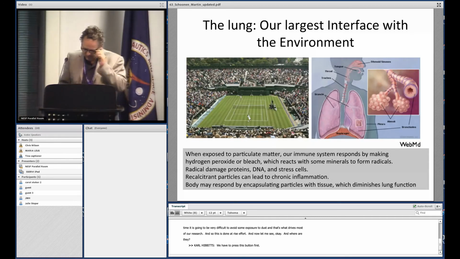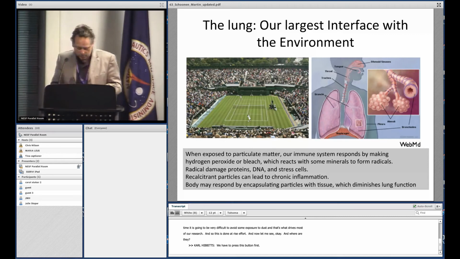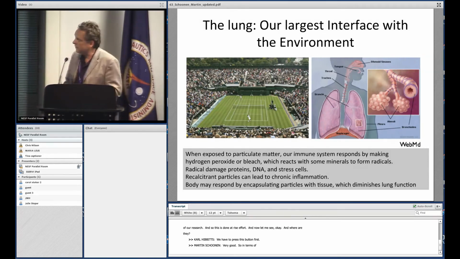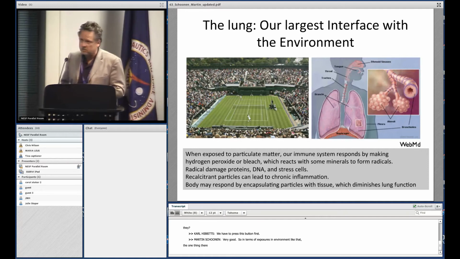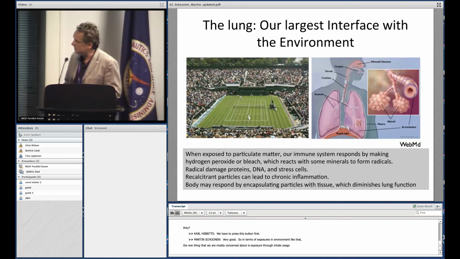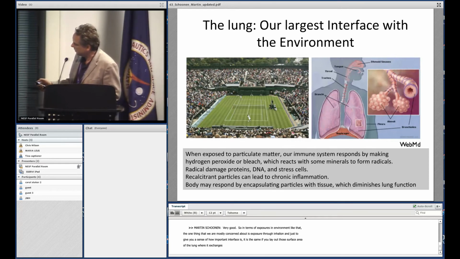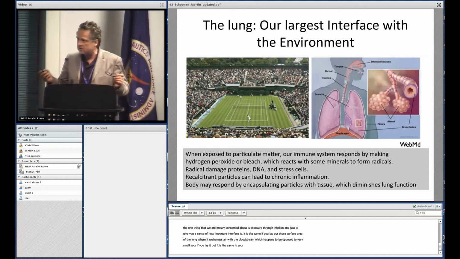Okay, very good. All right. So in terms of exposures in an environment like that, the one thing that we're mostly concerned about is exposure through inhalation. And just to give you a sense of how important this interface is, if you lay out the surface area of the lung where it exchanges air with the bloodstream, which happens to be composed of very small little sacs, if you will, it's the same surface area as the playing surface of a tennis court, just to give you a sense of how large this interface is.